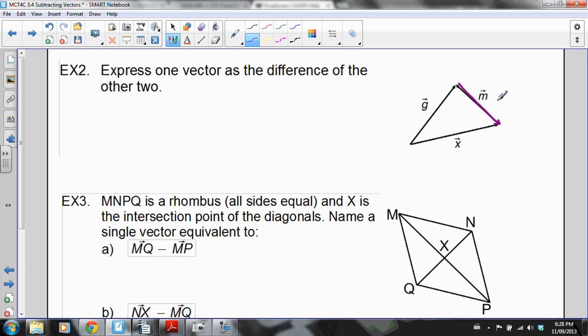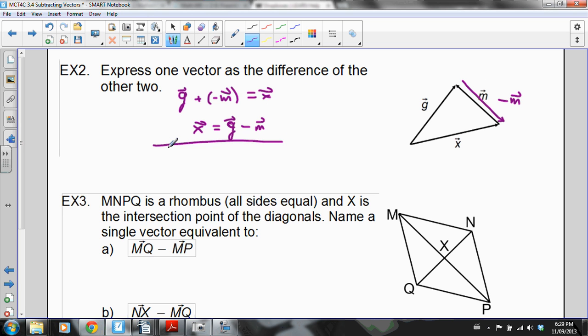So this purple vector is negative m, right? And now notice what I've got. I've got g and negative m equals x, don't I? So I'll just use this one: g plus negative m is equal to x. Well, there it is. This is the difference of two vectors. x is g minus m. And I just did that right on my diagram by messing around with negatives.